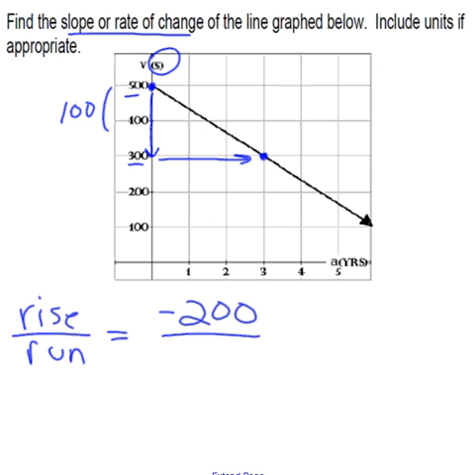And then the run, the scale on the x-axis is just one, and it's year per square. So I moved over 3 squares to go this direction, and so I get 3 on the bottom.